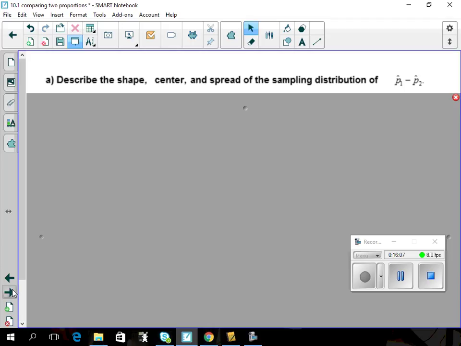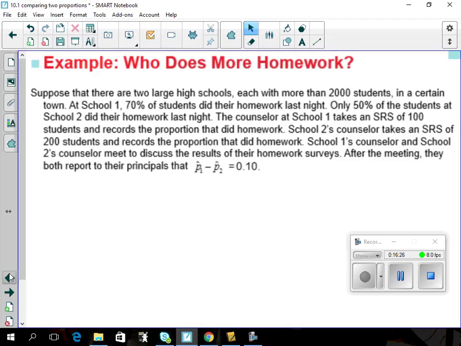So let's describe the shape, center, and spread of what this might look like. You can know right away that the shape should be what? The shape should be normal, because if you start with a normal distribution and you subtract another normal distribution, you're going to get a normal distribution. Would you agree? So we know that the shape is normal. But in order to check that, because were we told earlier that they were normal to begin with? So what do we need to check? What's the normal condition for proportions?